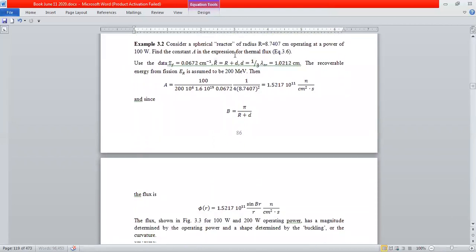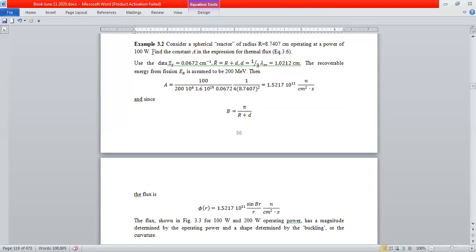Example 3.2, consider a spherical reactor of radius this. Now, this is a very special number. It's the radius of the Godiva sphere. And let's say it operates at a power of 100 watts, which is so small, just enough for a light bulb. So consider a spherical reactor. Okay, you want to call it a reactor? No harm. So it's critical, so call it a reactor. But it's not going to power a city.